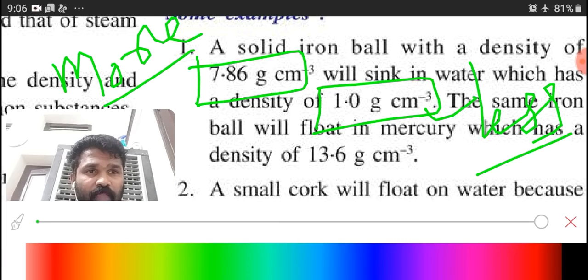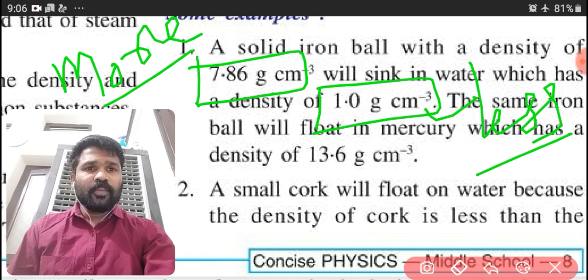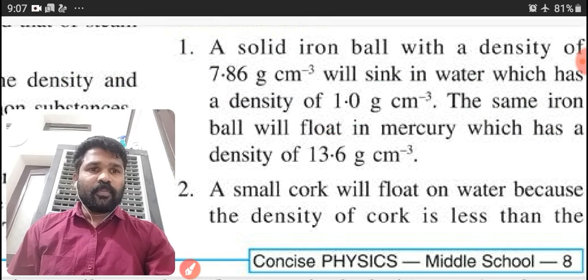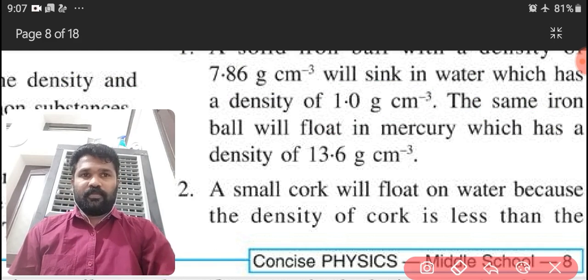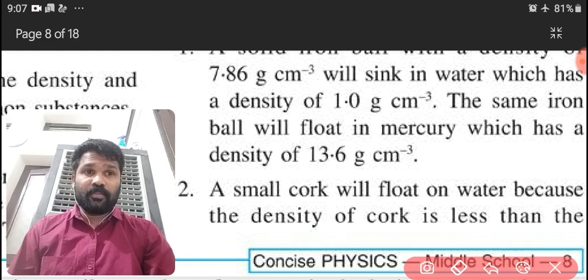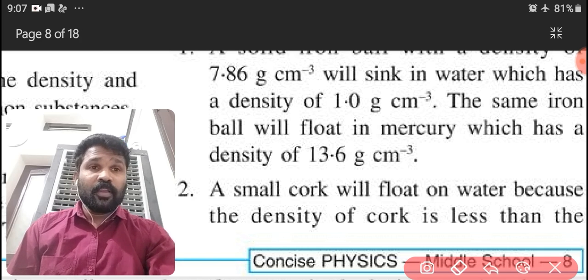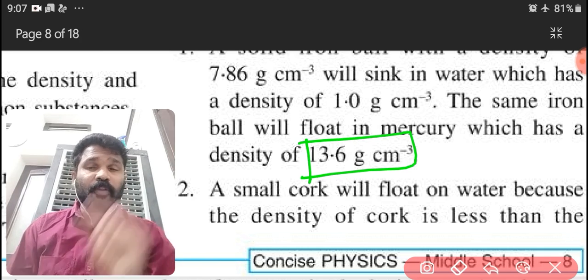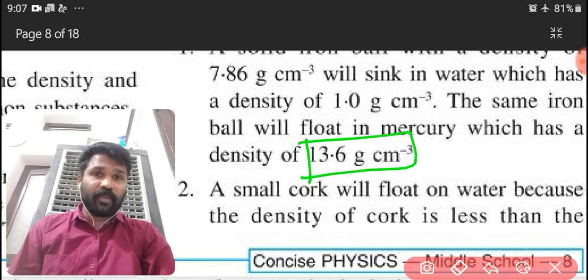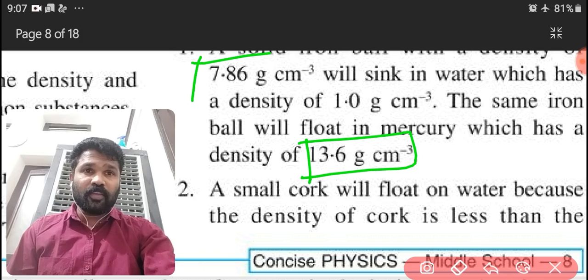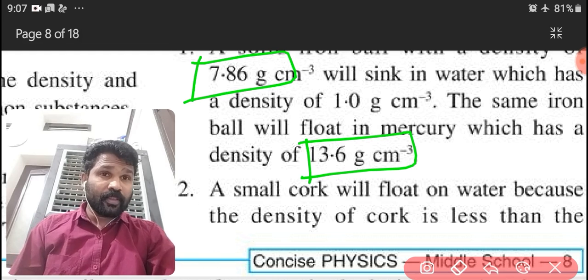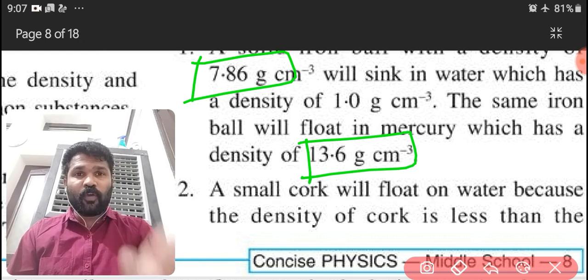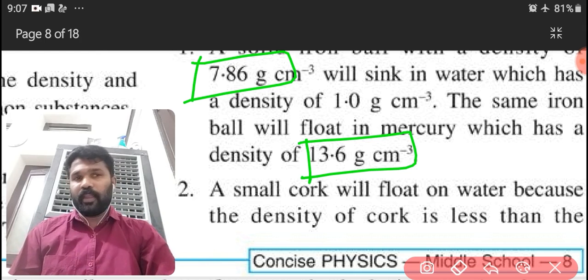But at the same time, we can see the same iron ball will float in mercury. The density of mercury is 13.6 gram per centimeter cube, while the density of iron is 7.86 gram per centimeter cube. Which one is more? The density of mercury. That's why this same iron ball will float on mercury.